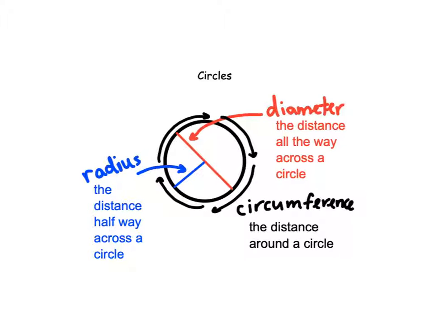All right, we're going to get into working with circles as part of this unit. So we need to know some of the basics about circles. We can see from this diagram that the radius is halfway through a circle. So it starts at the center and hits the outer edge of a circle. The diameter is the distance all the way across a circle going through the center. And the circumference is the distance around the circle.